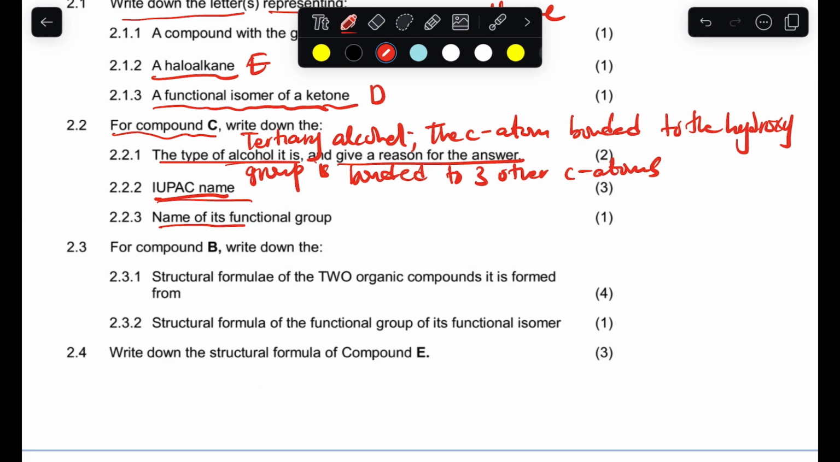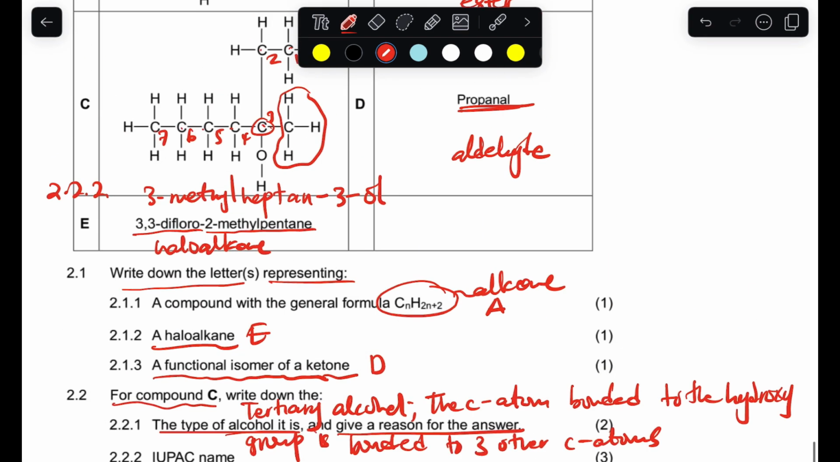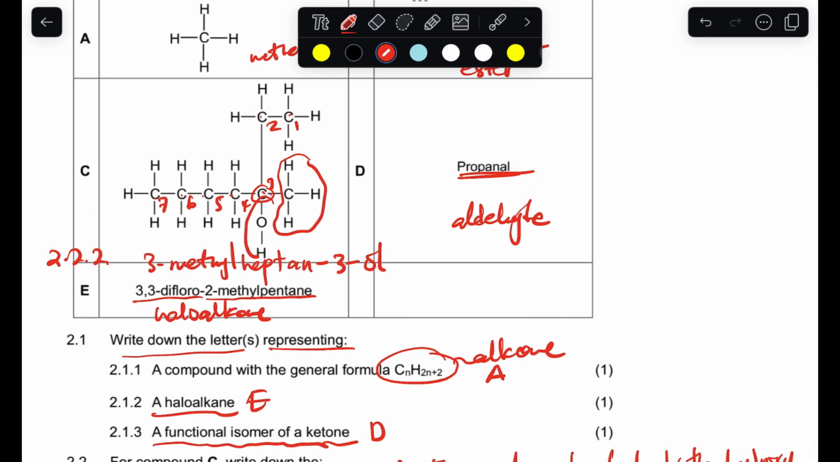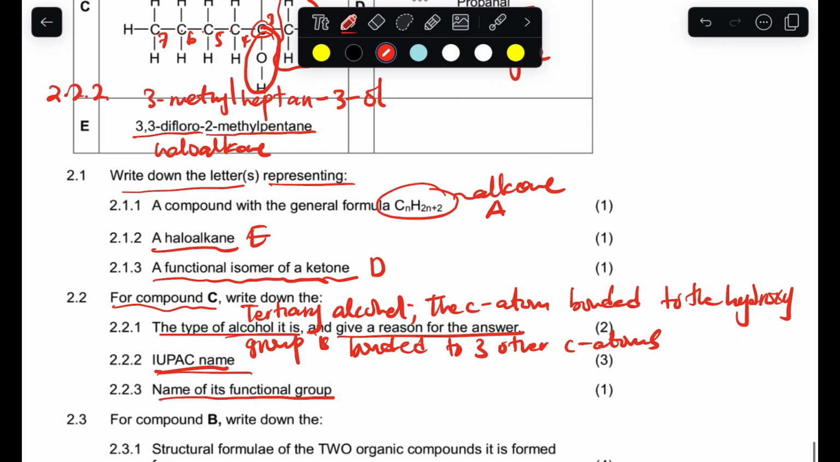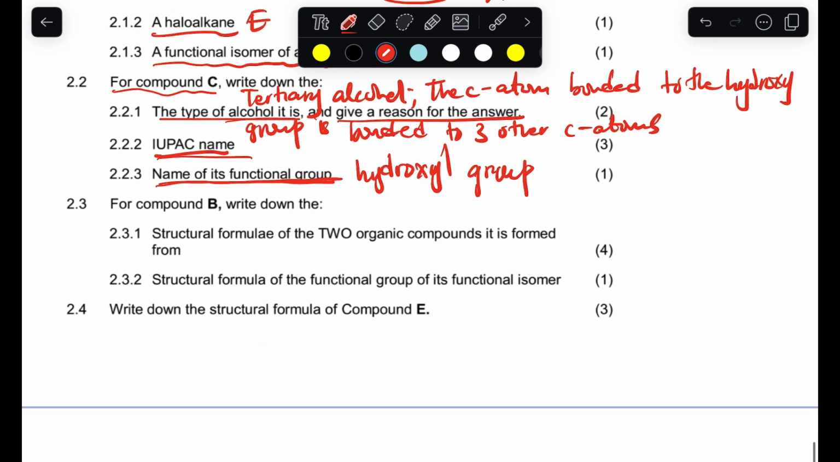Let's go to the name of its functional group. So the functional group of this, you can't say it's alcohol, guys. The name of the functional group of the alcohol, it's what? It's hydroxyl. It's hydroxyl what? Group. Don't forget the group.